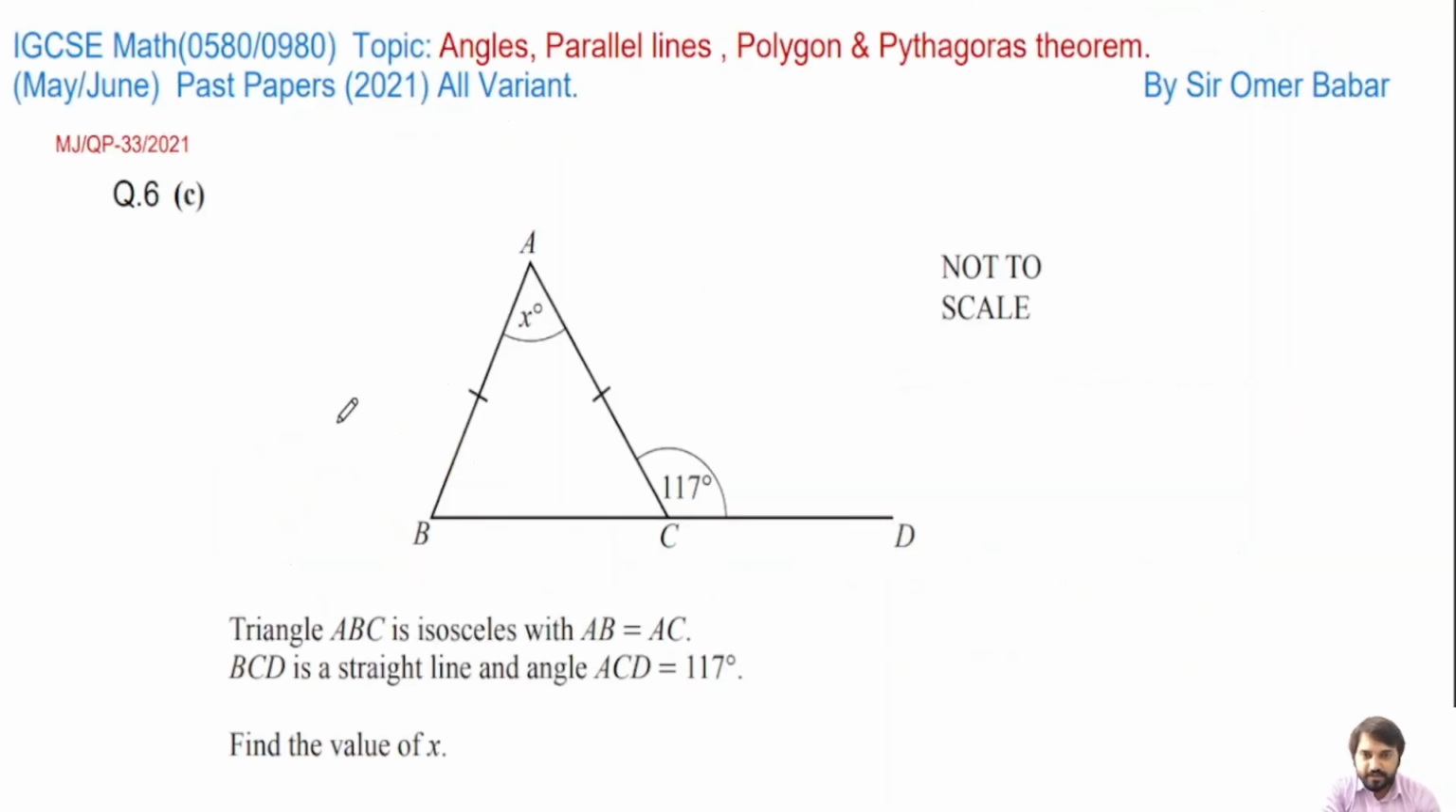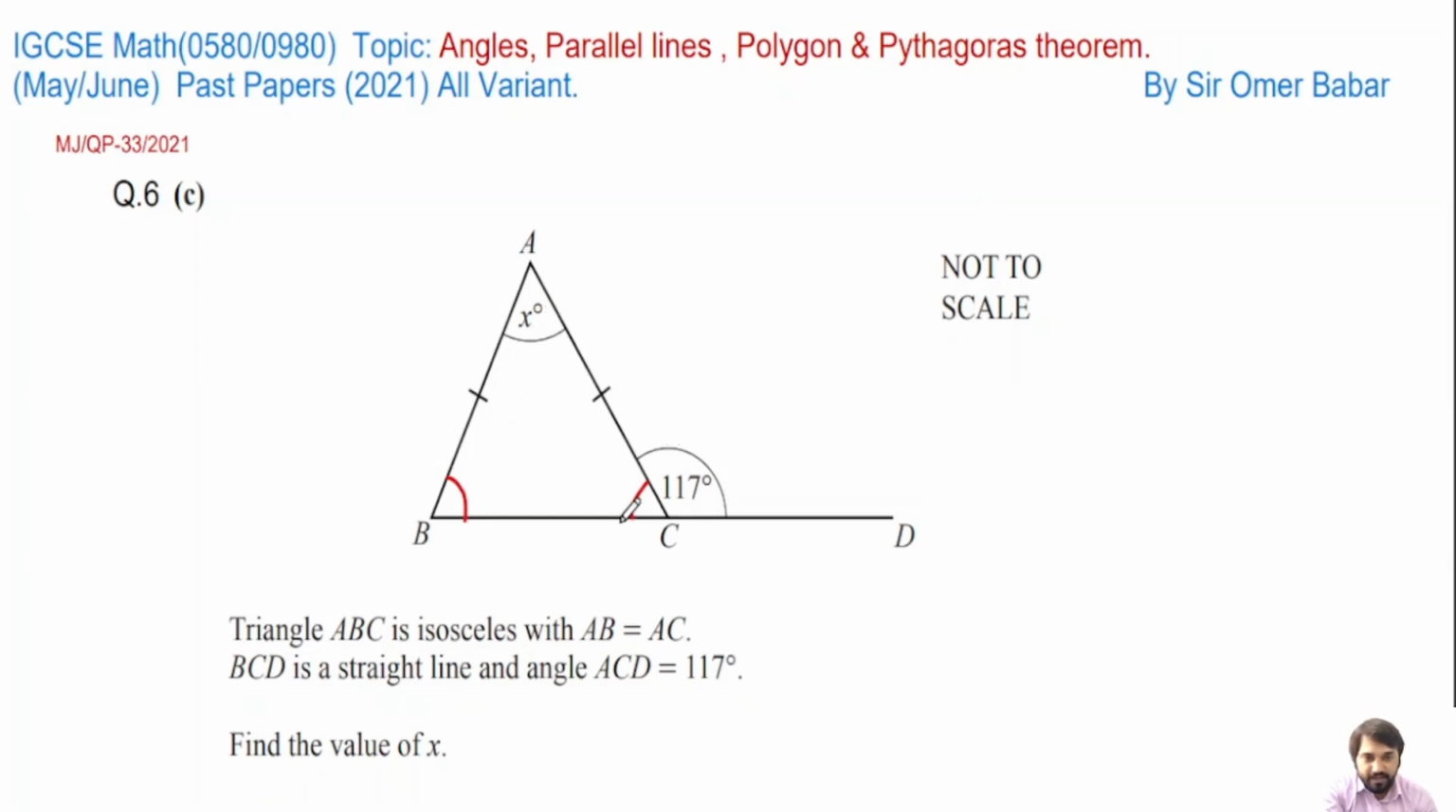Now moving towards our last question, that is question 6, part C. The question appeared in 2021 again. The paper and the variant both are the same, that is 3. We can see we have an isosceles triangle. Triangle ABC is isosceles with AB and AC of equal length. BCD is a straight line and angle ACD is 117 degree. We need to calculate the value of x, and how can we do that? If we know angle B and angle C, then we can calculate angle x.